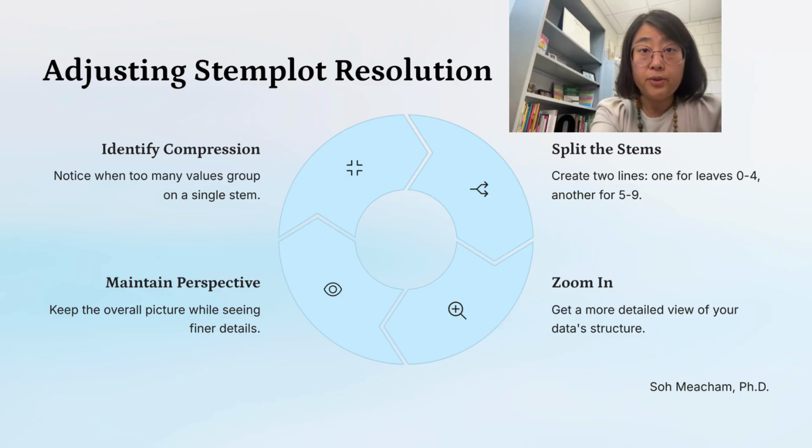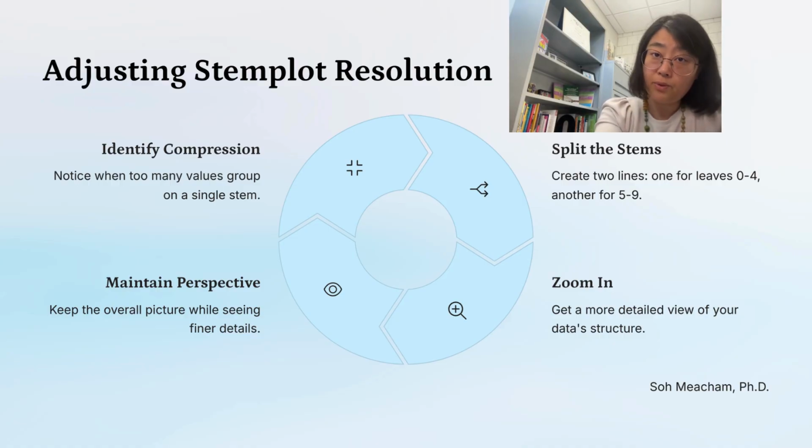Let me also show you how we can adjust the resolution of a stem plot. If your data is too compressed, say many values are grouped on a single stem, you can split each stem into two. One line for leaves ending in 0 to 4, and another for 5 to 9. This helps you zoom in on your data structure without losing the overall picture.